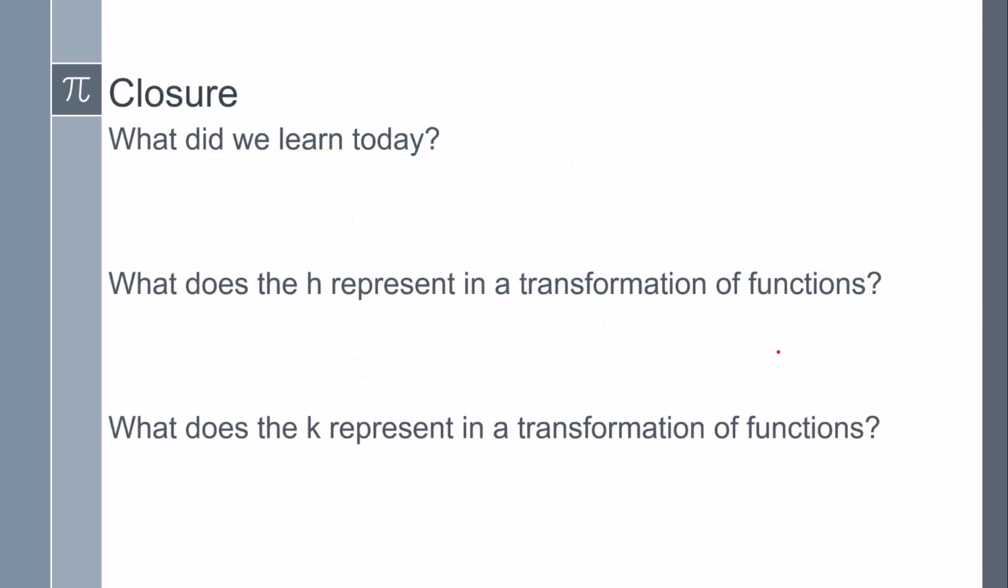So what did we learn today? We have introduced parent functions, and we started with the quadratic function and how to shift it horizontally and vertically. What does the h represent in the transformation of functions? It means the horizontal shift. And for the horizontal shift, you do the opposite. Why? Because in the formula, it's x minus h. So whatever generic function we're talking about, it's x minus h, which means you do the opposite. There's a minus in the formula, so you do the opposite.